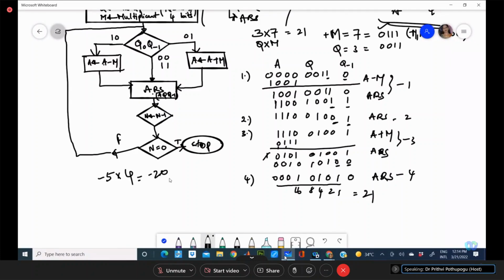That means your answer will be in 2's complement. When you take AQ, your answer will be in 2's complement. And how do you take a minus value is to take this representation as the 2's complement of that. That means plus 5 will be 0, 1, 0, 1. Minus 5, you need to take this as 1, 1, 0.